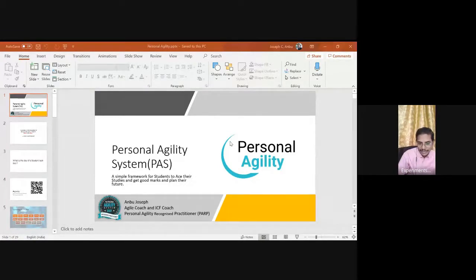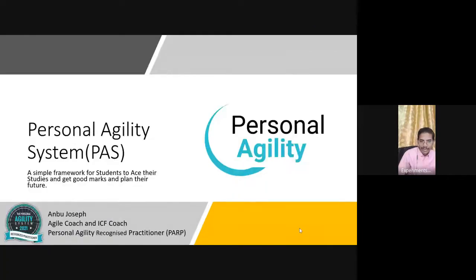So let's look at this session. The topic I gave for this session is a personal agility system, a simple framework for students, so that when they use this system they can ace their studies, get good marks, and also plan their career. And if you want, you can use it in your other life activities too. But as of now, let's focus only on studies and your career, and how this can help you. I'm going to give you an introduction to the system today, and based on the response, we will discuss later how to take it forward.